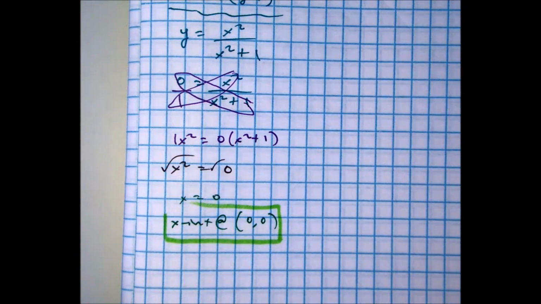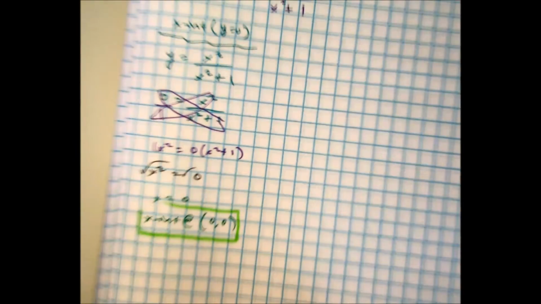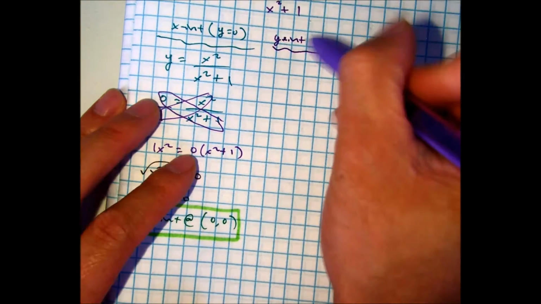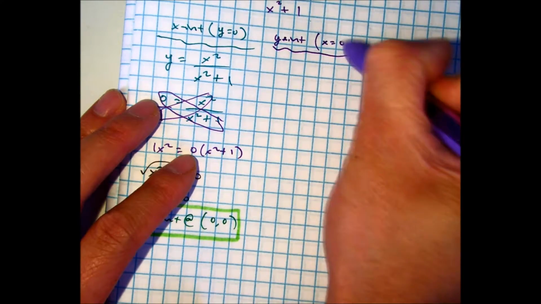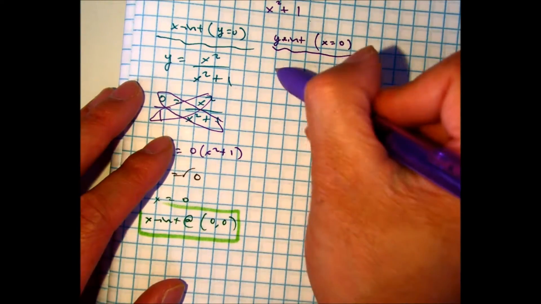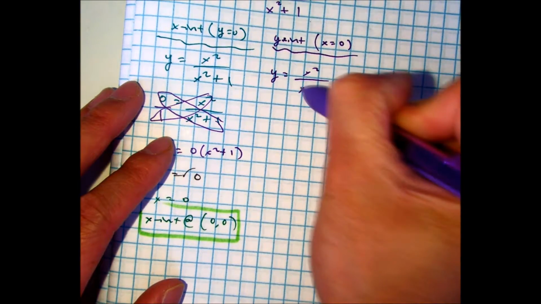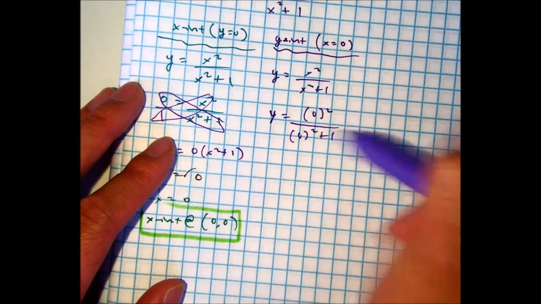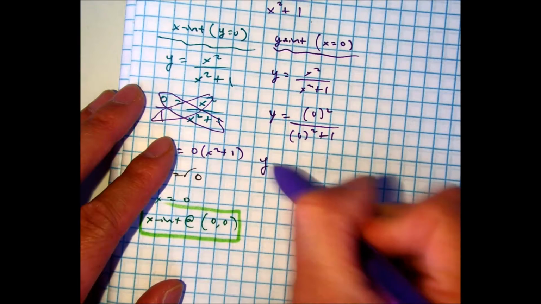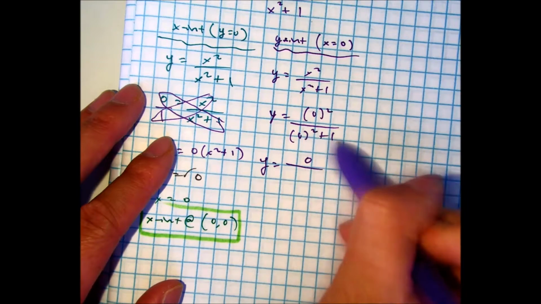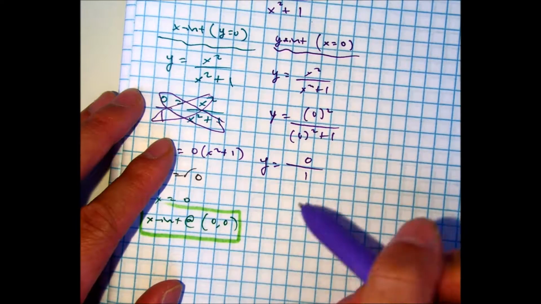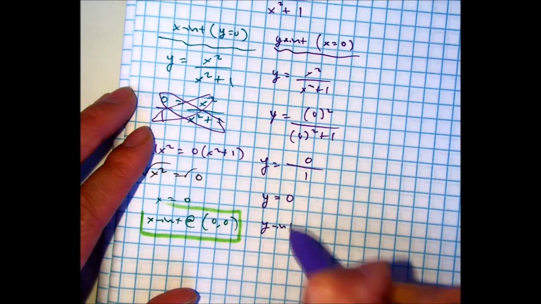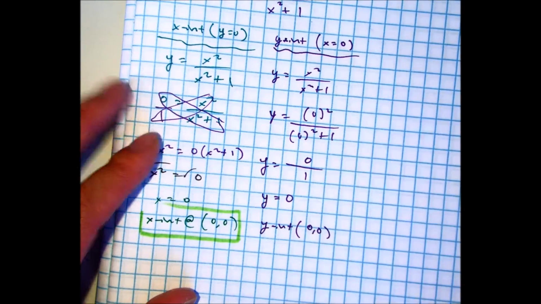Remember, we're trying to find pieces algebraically without actually putting into our calculator. All right, let's get a y-intercept. Boys, how do you find a y-intercept? X equals 0. So y equals x squared over x squared plus 1. Y equals 0 squared over 0 squared plus 1. Boys, 0 squared? 0 plus 1? 0 over 1? So I have a y-intercept at 0, 0. Raise your hand if you got that.